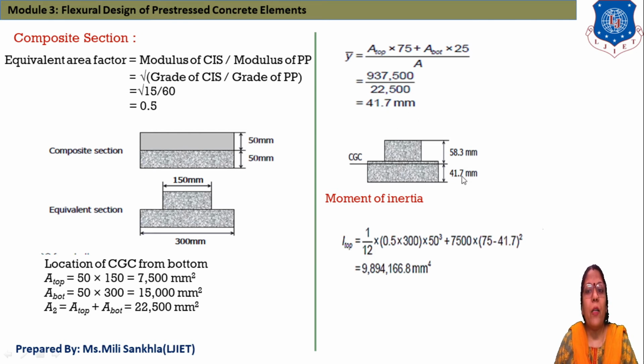And this Y bar is our bottom Y bar. Now we find the top: 100 minus 41.7, that is 58.3 mm. And here is our CGC level.